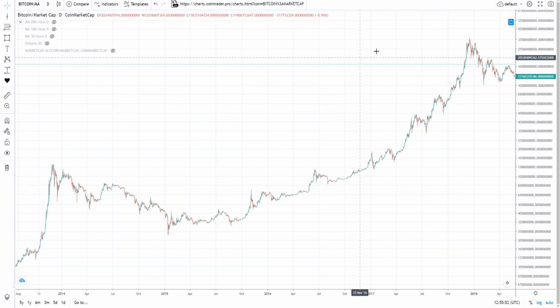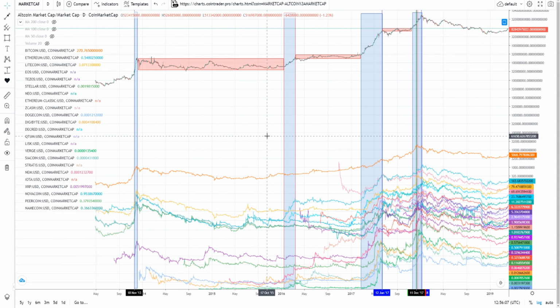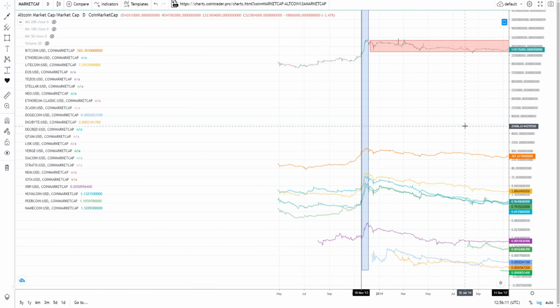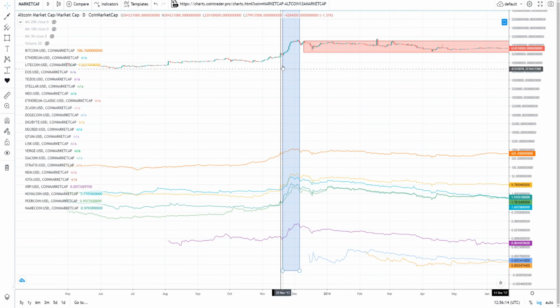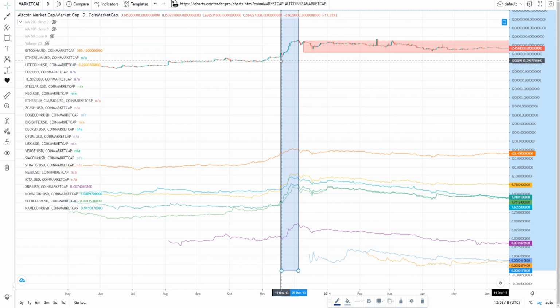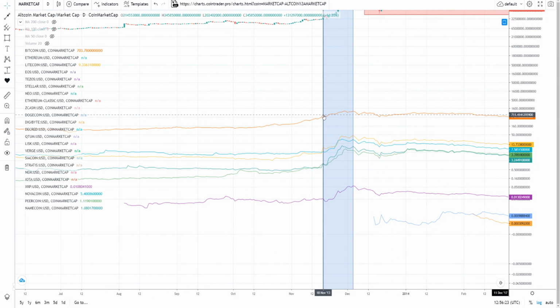So the first thing we look for is the major knockback that comes while we're parabolic, and that will mark an alt season. And we can see that right here. So this is where we get into all these little charts that I have down here. We're going to head back to 2013. And this black line that I've placed right here on this chart, this signifies when that knockback occurred.